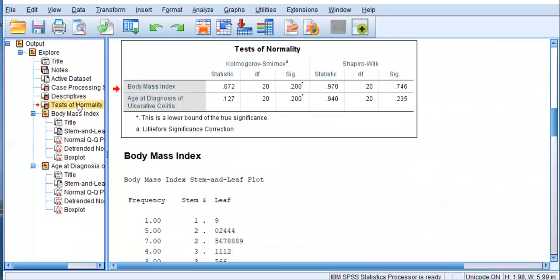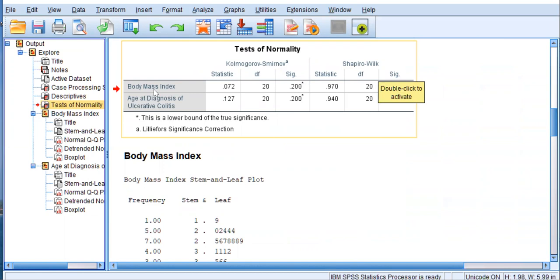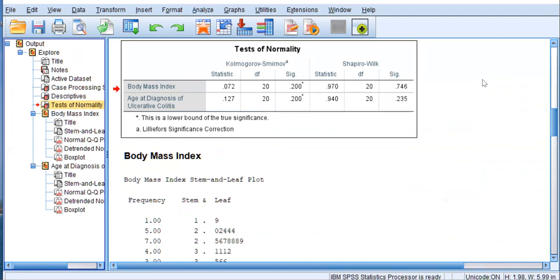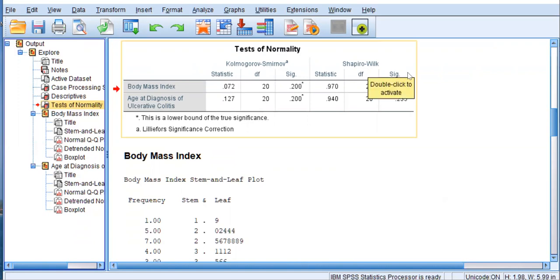And that table is the test of normality table. As you can see, we are looking at a table with both variables and two tests of normality in one table. One, the Kolmogorov-Smirnov, is for very large samples over 1,000. Obviously, our sample consists of only 20 veterans, so we're looking at the Shapiro-Wilk test. In the significance column, the last column, for both of these we have p-values that are greater than 0.05, indicating that both variables actually do meet criteria for a normal distribution.